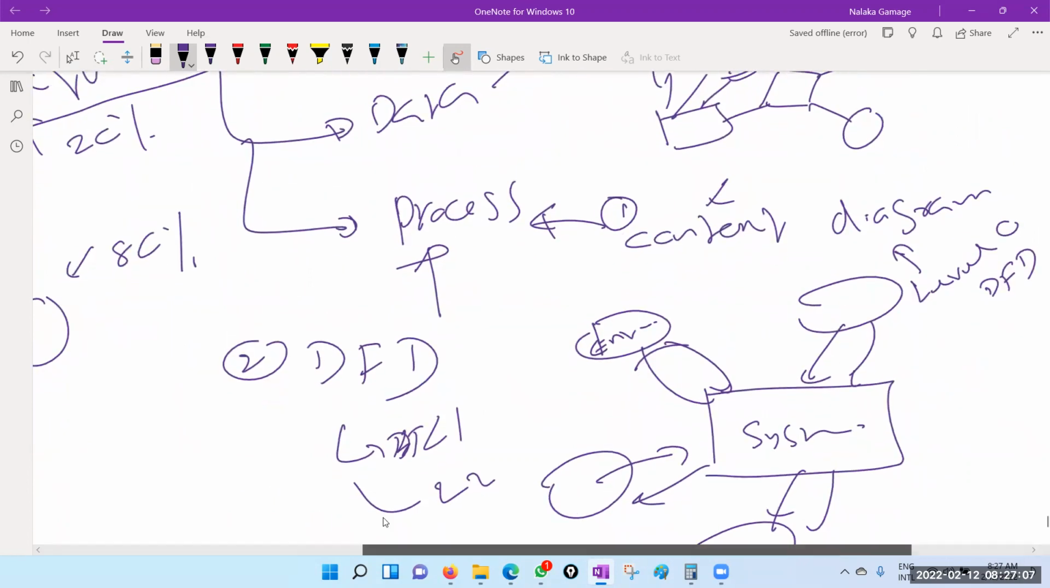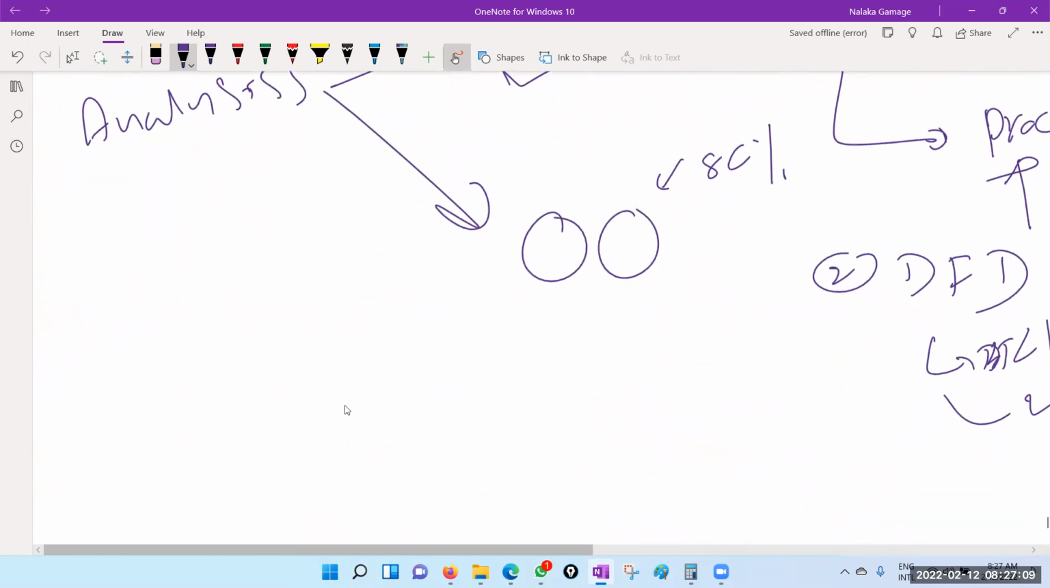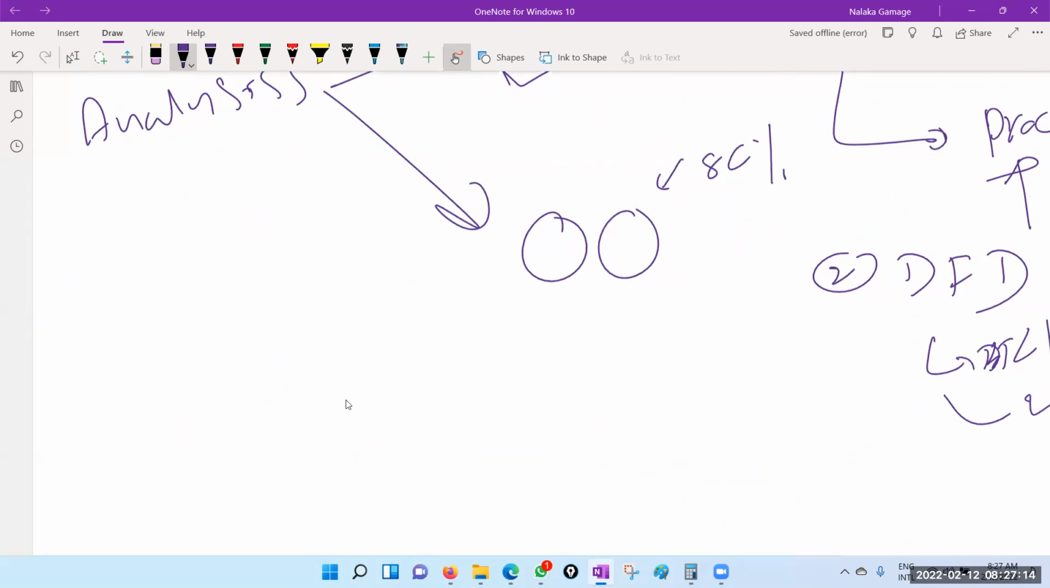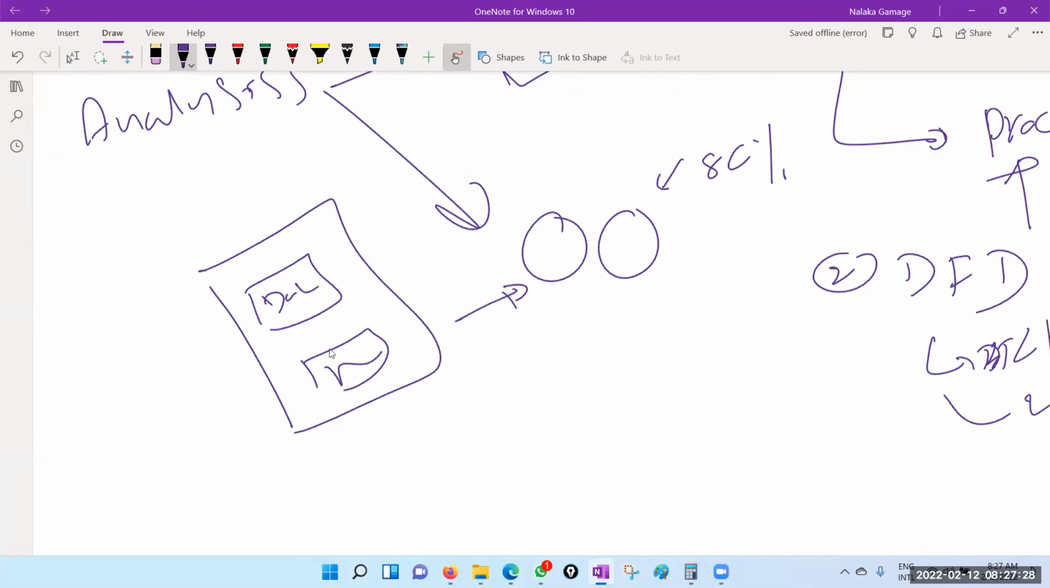Now, how do we model the requirements in the object-oriented approach? Remember, in object-oriented, we don't break it into data and process. We look at it as a whole. We look at the whole thing as one unit.